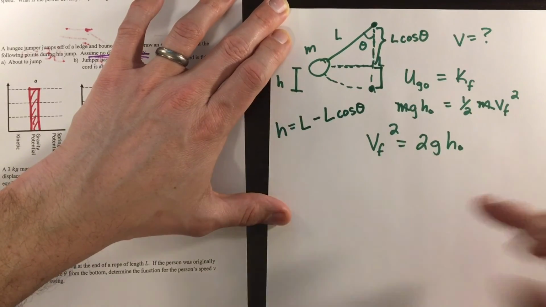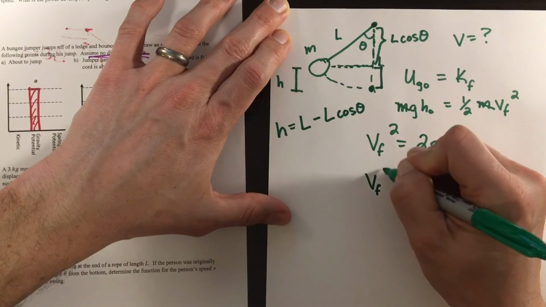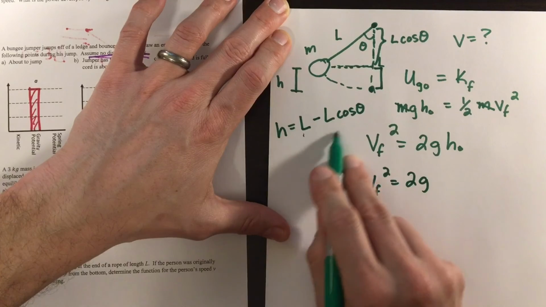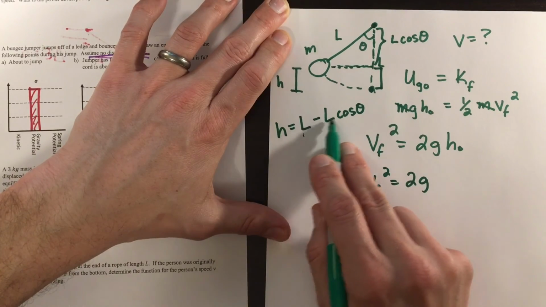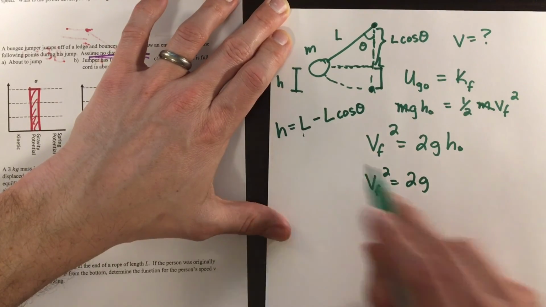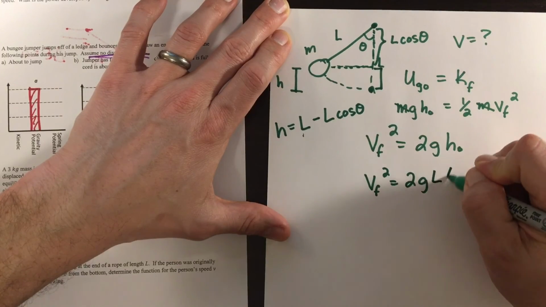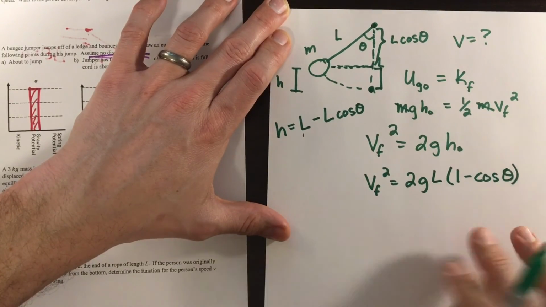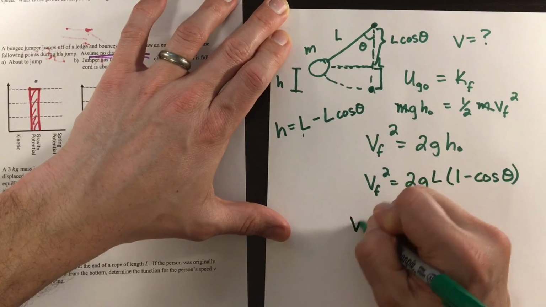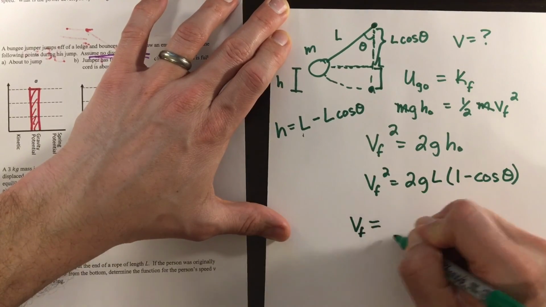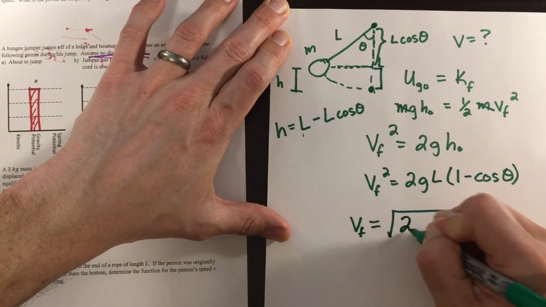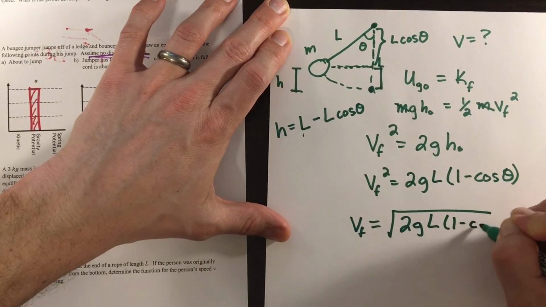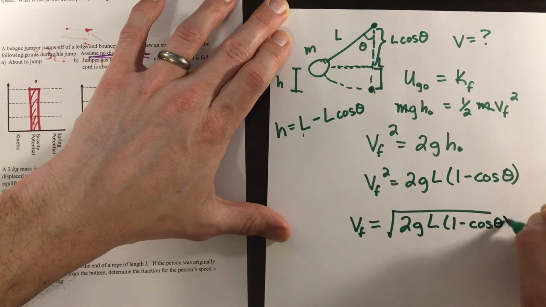All right, so I'll plug that in over here. So the final velocity squared is going to be equal to 2g. And what you notice with each of these terms, L minus L cosine of theta, is both of them have an L in common. So we factor that out and we get 1 minus cosine of theta. All right, so then the final velocity is going to be equal to the square root of 2gL, quantity 1 minus cosine of theta.